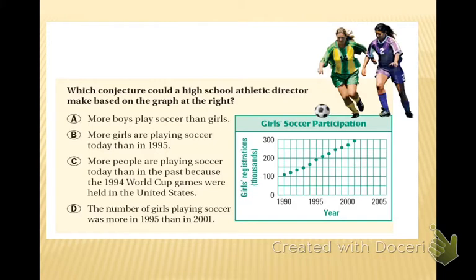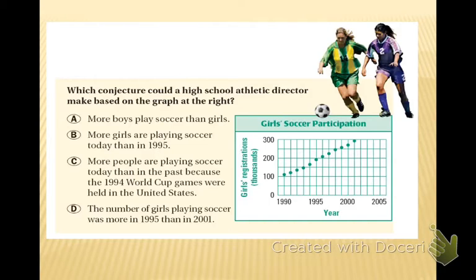B, more girls are playing soccer today than in 1995. Yeah, it actually doesn't go to 2015. It's an old graph, but it's showing the upward trend, right? There's a trend that it's increasing. So if we continued with that pattern, we could make a conjecture that by 2015, yes, they'd still be increasing. More girls are playing than in 1995. So B works. Let's look at the other choices and see why they don't work.